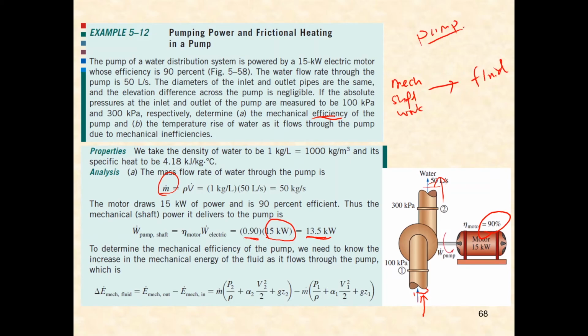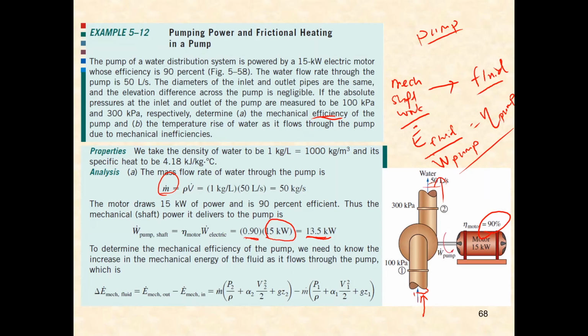So it asks for the efficiency of the pump, which equals the energy of the fluid divided by the shaft work. So energy in the fluid divided by the shaft work, W pump. This is the thing that we are looking for. W pump is already known, so now we just need to find the rate of change of mechanical fluid energy in.